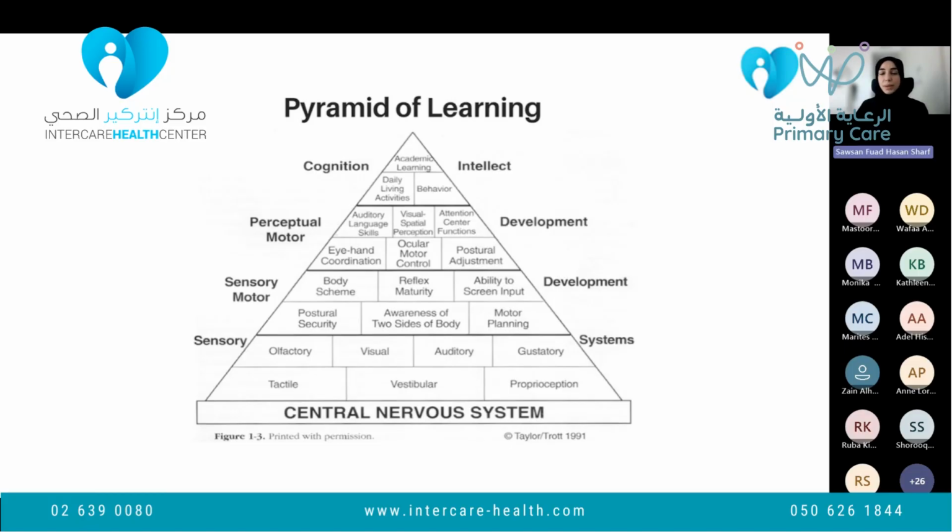So what's important in this pyramid is that if there is any difficulty in behavior or academic learning, we have to go down to the base of this pyramid. We cannot just intervene directly to try to treat the behavior or the learning skills. We have to go down and make sure that every single stage is mastered by the child. So I want you all to look at behavior, but think sensory. We have to go down to understand what is happening with the kids.